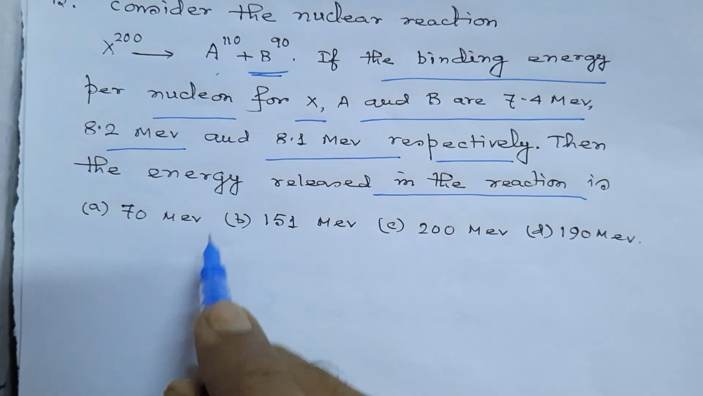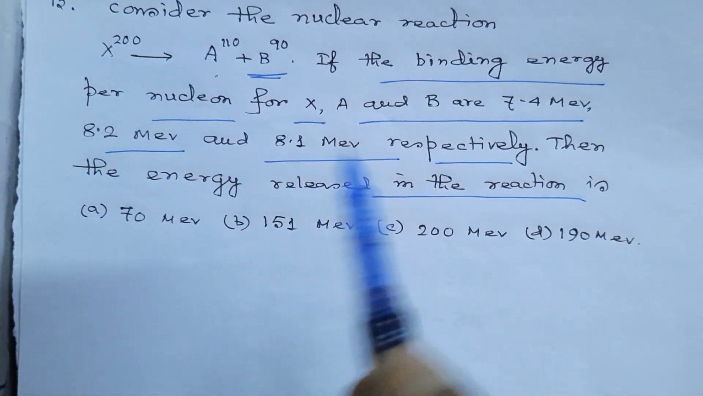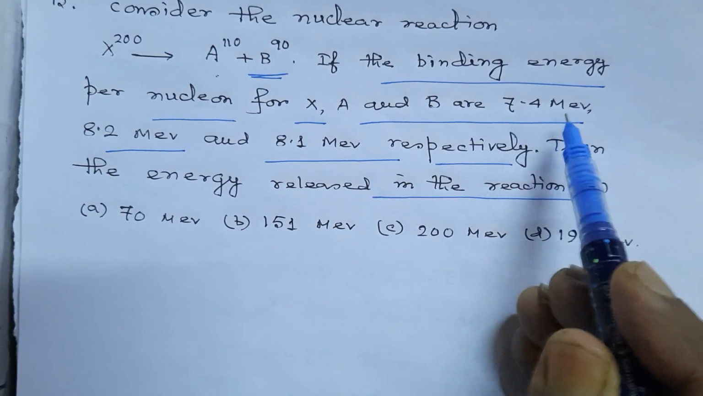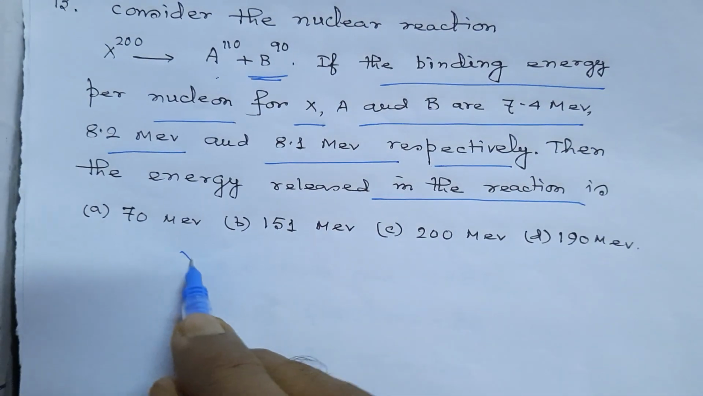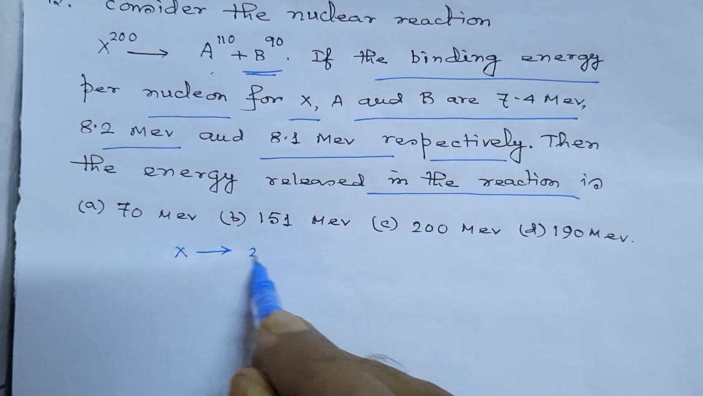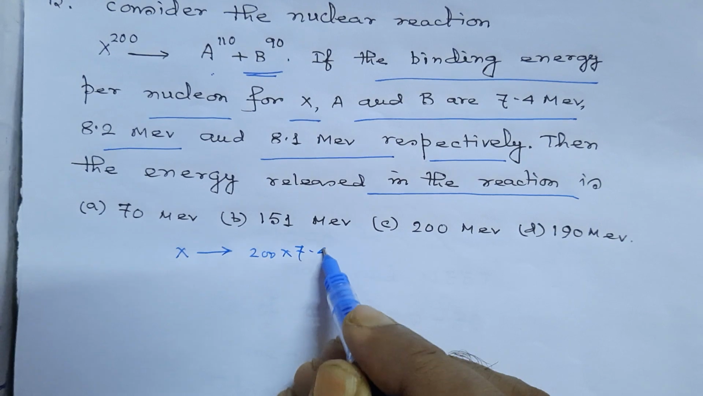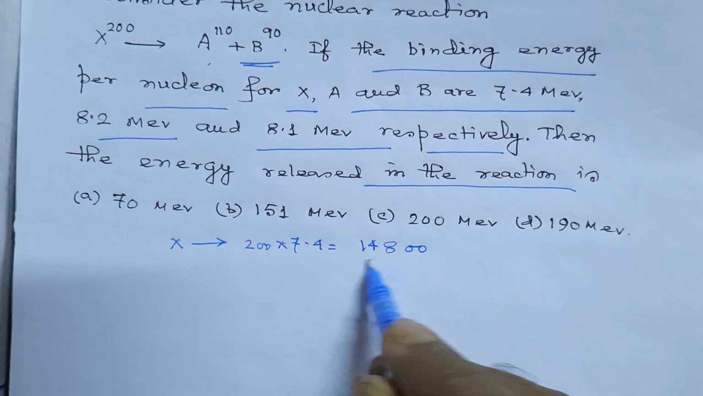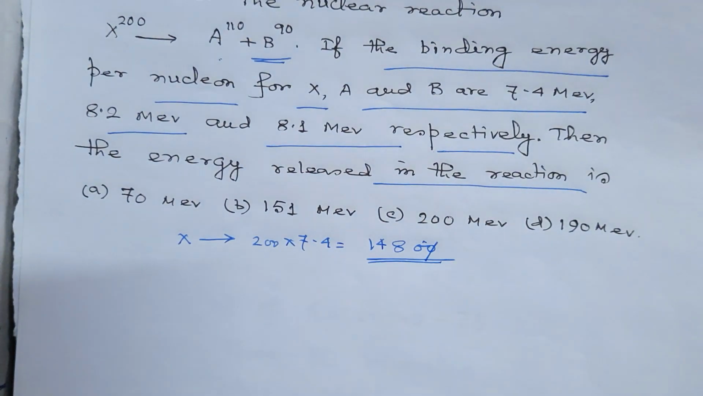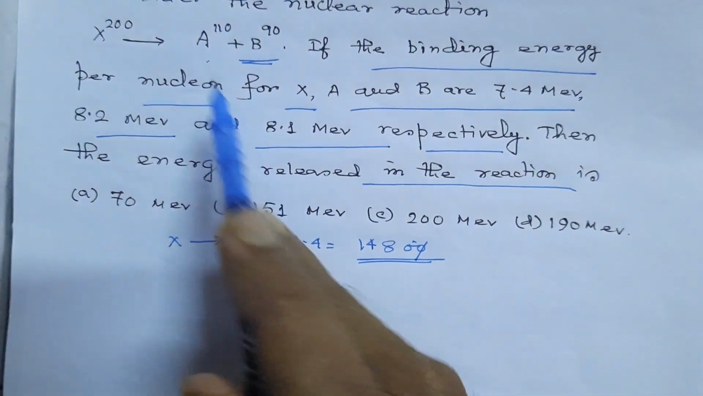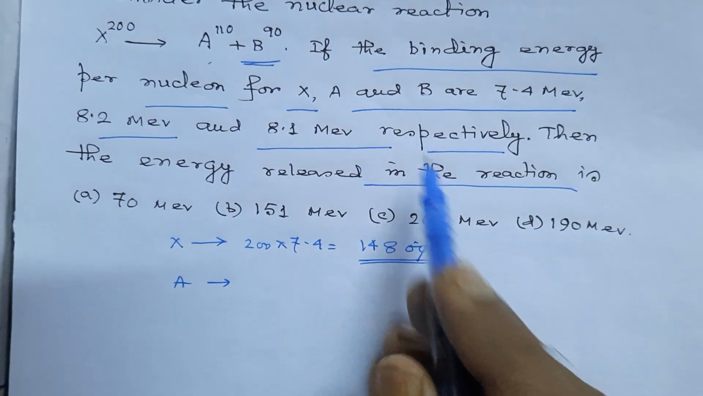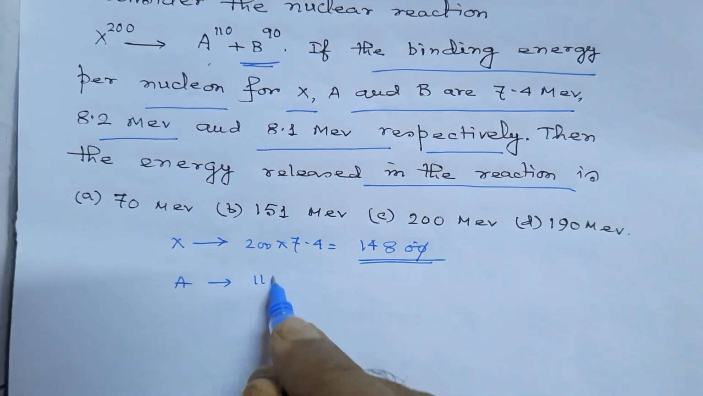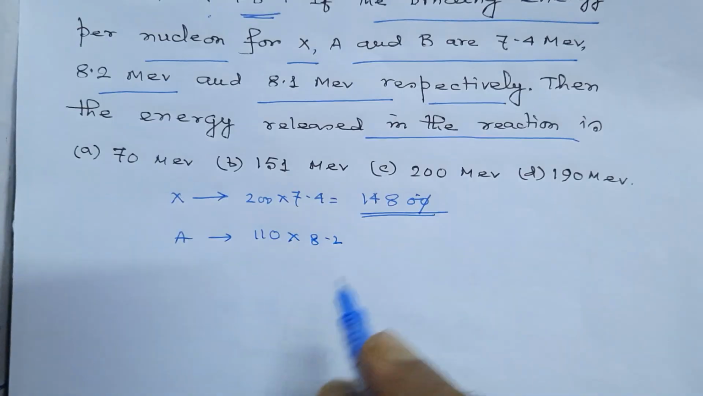For X, there are 200 nucleons, each having binding energy 7.4 MeV. So the total binding energy of X is 200 into 7.4, that is 1480 MeV. Now the binding energy of A is 110 into 8.2.